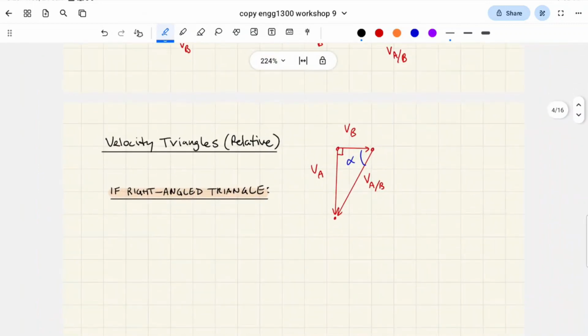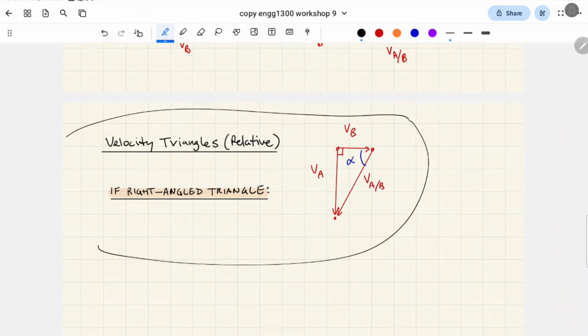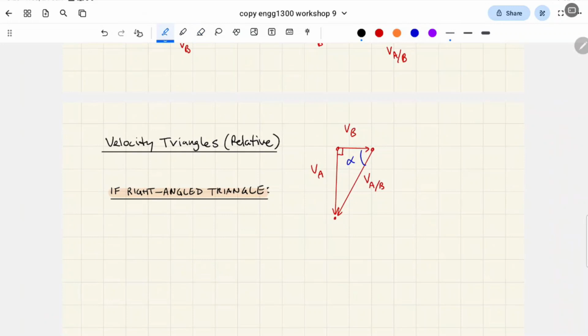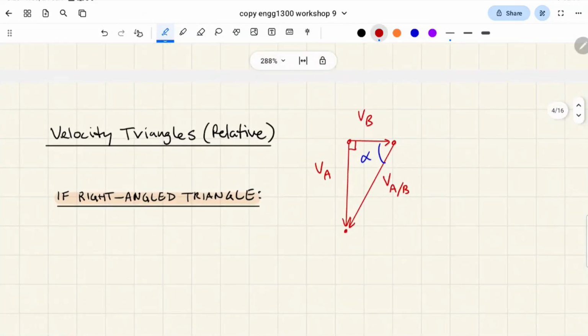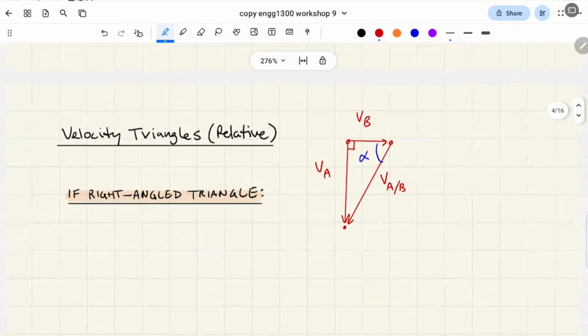Usually, yeah, anyway, sorry, this is kind of hard for me to explain as well. So yeah, usually this will be a step though. So velocity triangles, it's where you draw out the relative velocity equation, but in the form of a triangle, pretty much, right? So that's this, you know.